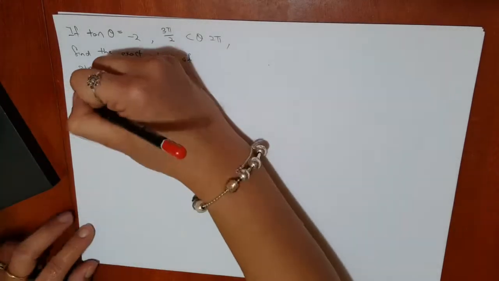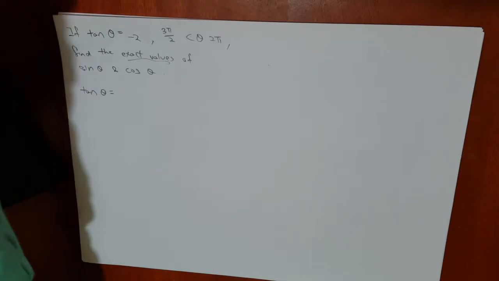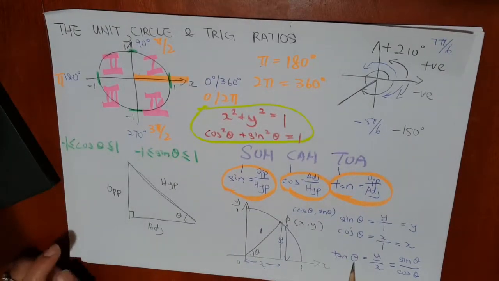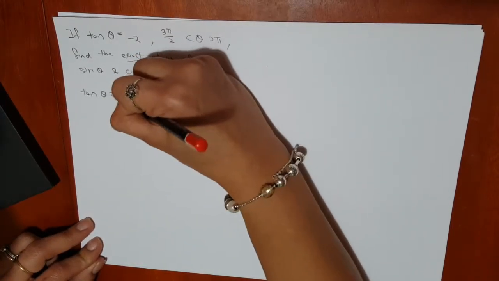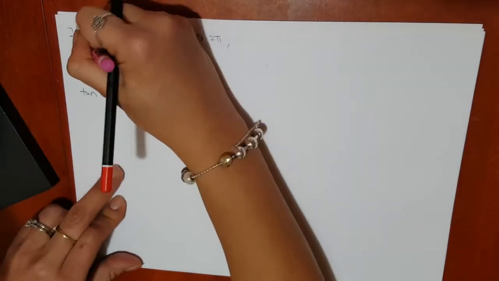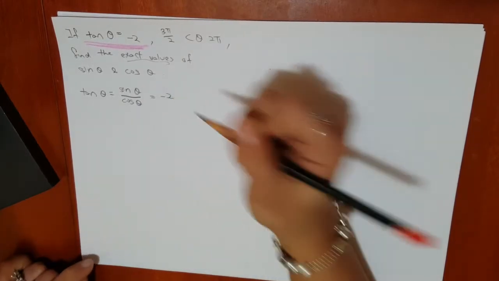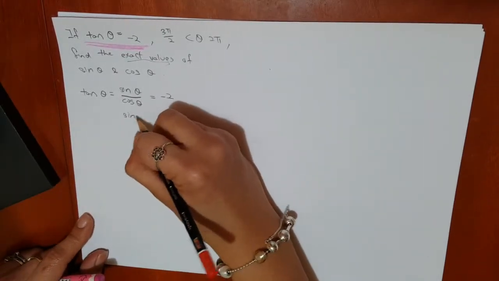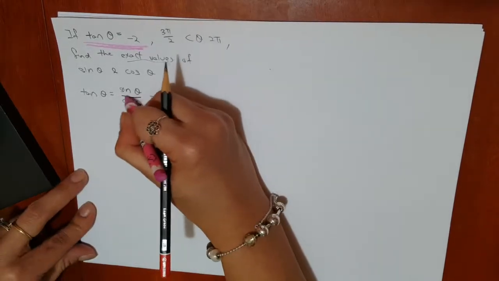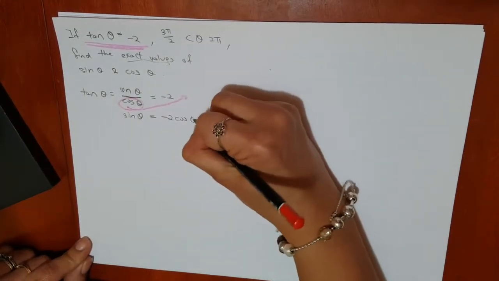So we know that tangent theta is negative 2. This is the clue that is given. And we have also learned that tangent theta is equal to sine theta over cos theta. So sine over cos is equivalent to negative 2. In order to relate the values, sine theta is equivalent to, we can cross multiply the cos theta to the right hand side, so this is negative 2 cos theta.